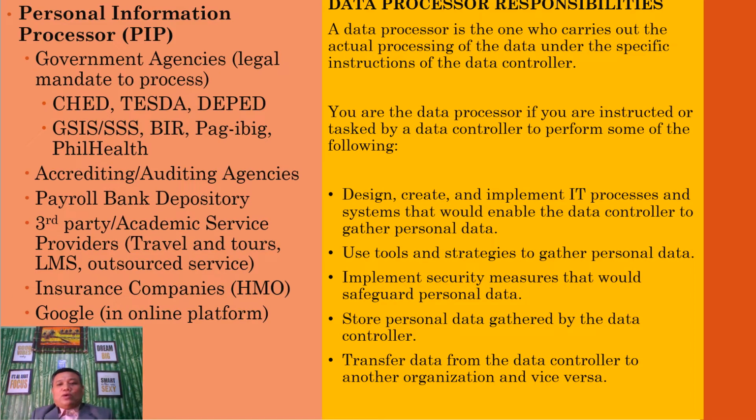A data processor is the one who carries out the actual processing of the data under the specific instruction of the data controller. You are the data processor if you are instructed or tasked by a data controller to perform any of the following. You are assigned to design, create, and implement IT processes and systems that would enable the data controller to gather personal data. Use tools and strategies to gather personal data. Implement security measures that would safeguard personal data. Store personal data gathered by the data controller. And transfer data from the data controller to another organization and vice versa.